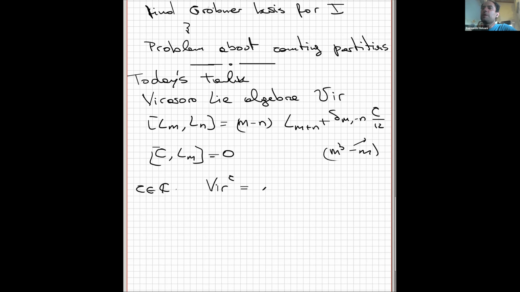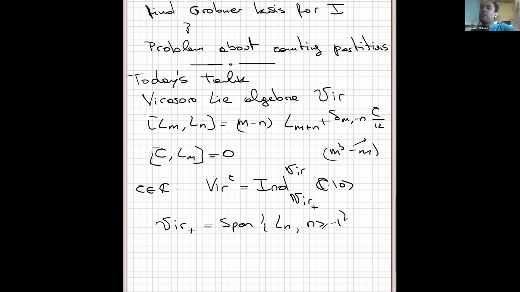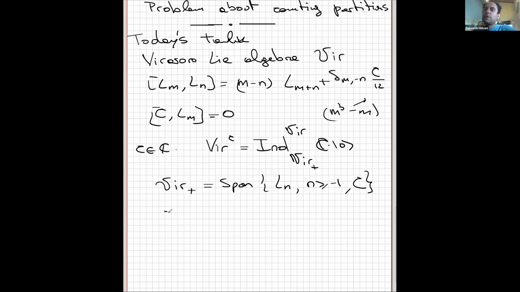Where C is going to be the induced module from a one-dimensional representation with one vector to the whole of Vir from Vir plus, where Vir plus is the linear span of Ln, where n is bigger or equal than -1, and the central element. And C acts on the vacuum vector by multiplication by C, and Ln kills the vacuum vector. So that's the one-dimensional representation of this subalgebra. Induce it. That's the vacuum module.